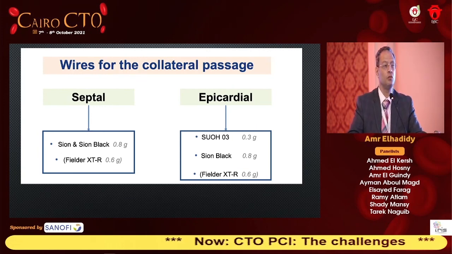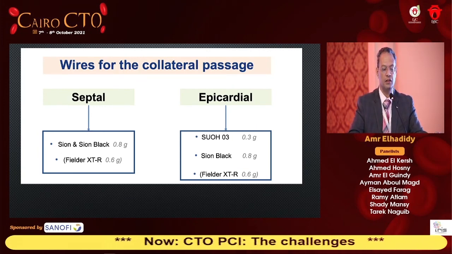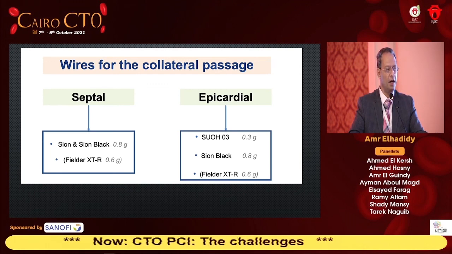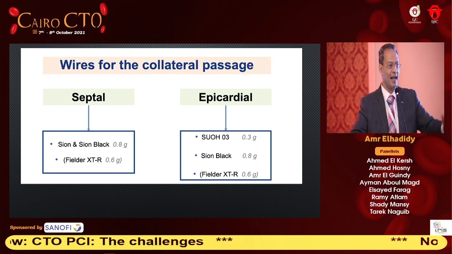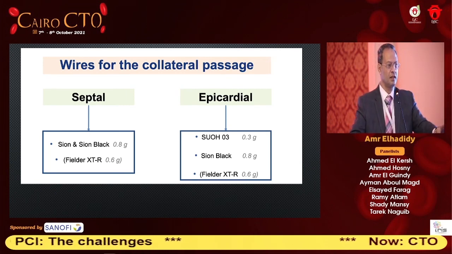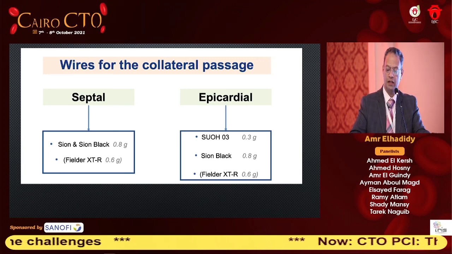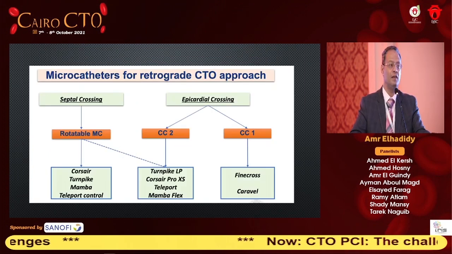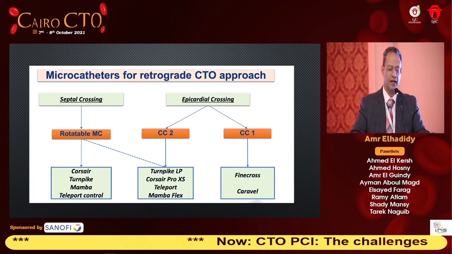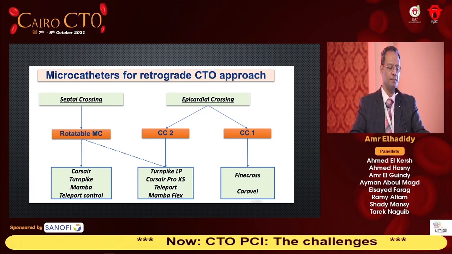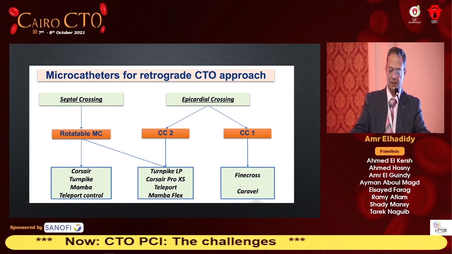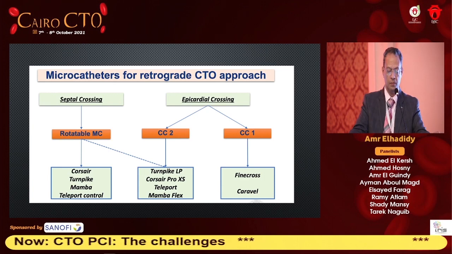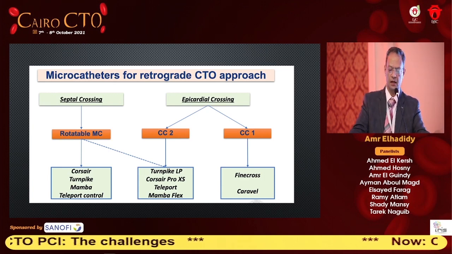For the wires, we need to look at this diagram. For septal wiring: Sion, Sion Black, Fielder XT. And Dr. Adel asked today about the use of Gladius for crossing retrograde. For epicardial: Suoh 03, Sion Black, and Fielder XTR. Well, these are the microcatheters. Septal crossing is better with a rotatable microcatheter, such as Corsair, Turnpike, or Turnpike LP. If you have a bigger epicardial collateral, you can use Turnpike or Corsair Pro. If you have a smaller epicardial collateral, you can use FineCross or Caravel.